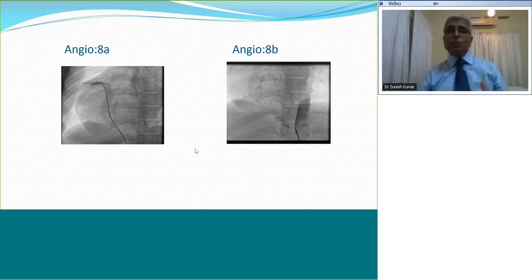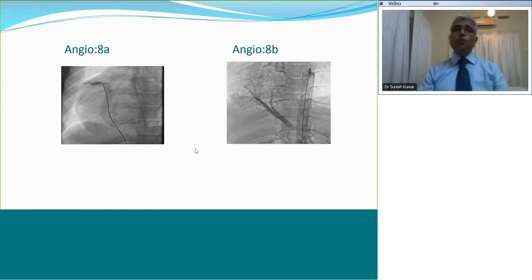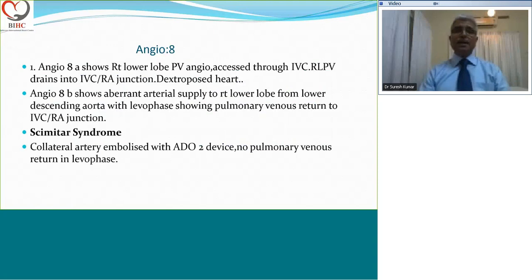So your answer should be complete. Your angio 8A therefore showed the right lower lobe pulmonary vein angio, which has been reached through the inferior vena cava. The vein drains into the IVC-RA junction in a dextrocardia, and there is aberrant arterial supply to the right lower lobe from the lower descending aorta. So this combination gives you the diagnosis Scimitar. And the collateral artery has been embolized with an ADO2 device, and there is no pulmonary venous return in the levo phase. So the collateral has been completely closed and its pulmonary venous contribution cut off.